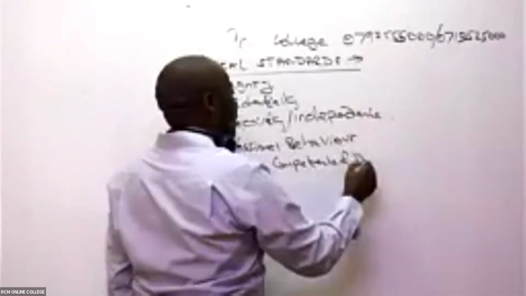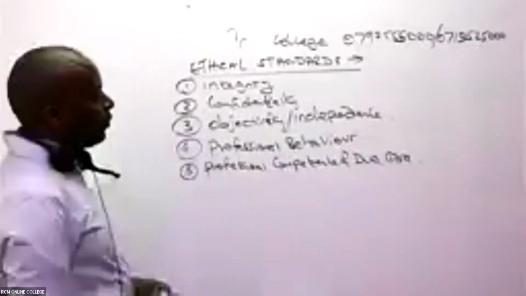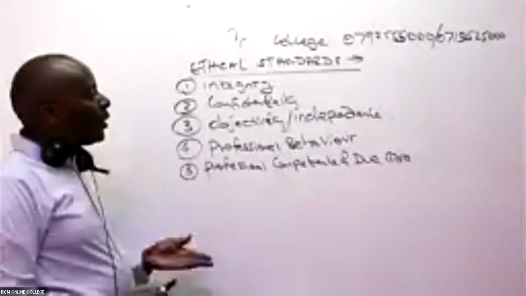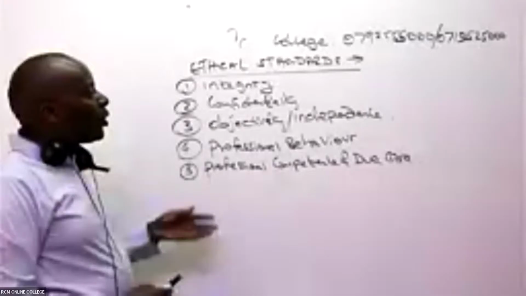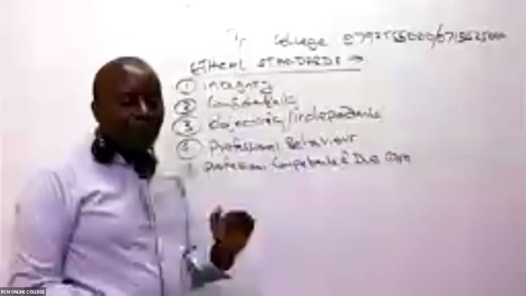And due care. So these are 5. The examiner wanted you to state only 3 and explain them. So on integrity, we are required here to be straightforward. We are required to be honest in all our dealings.